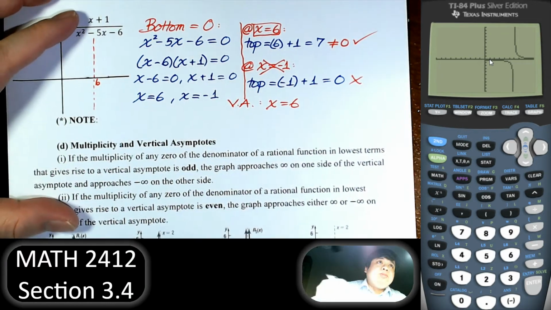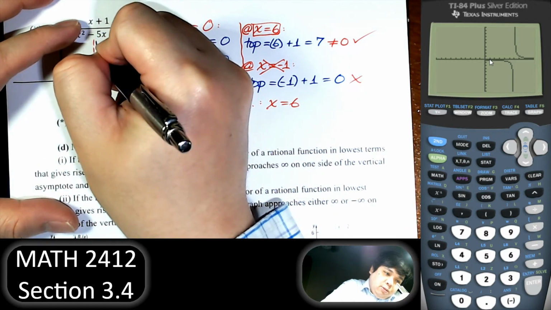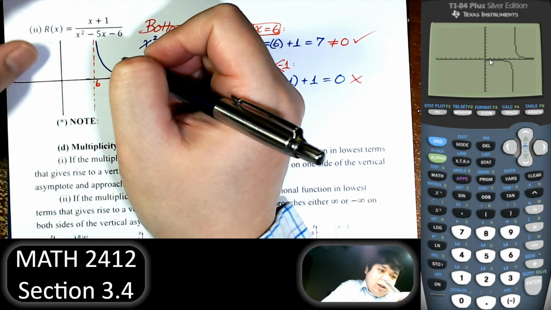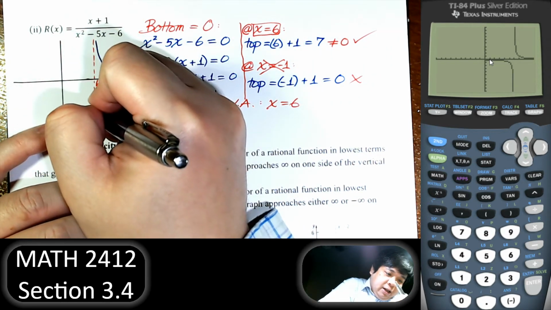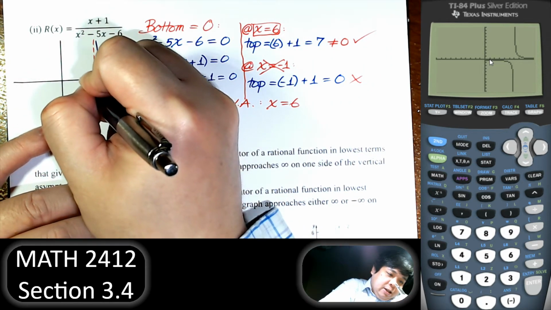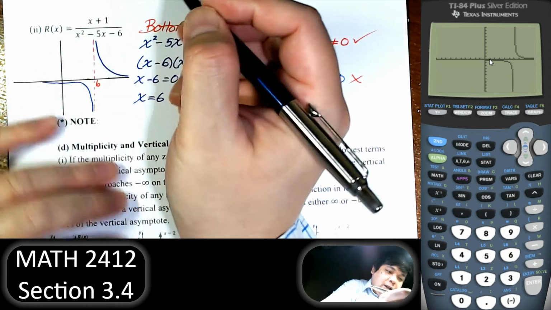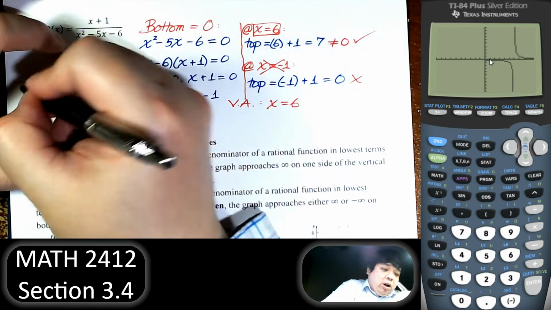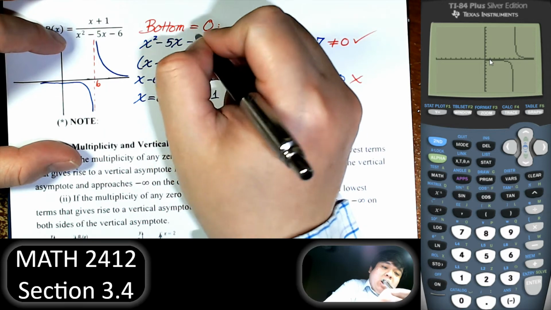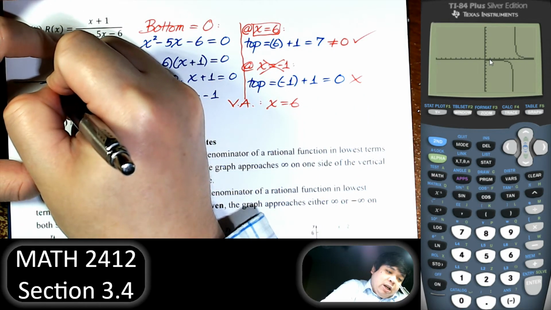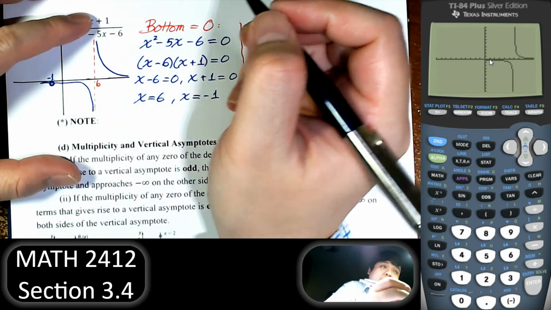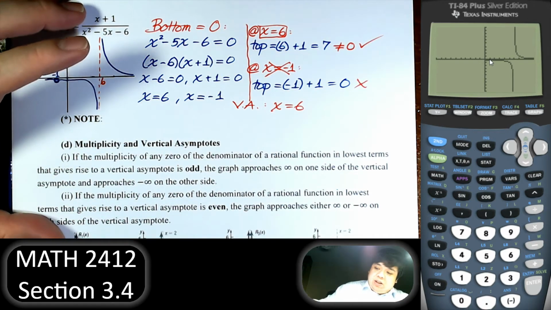And the function going like this. So what happened at negative 1? We know for sure that at negative 1 the bottom still equals 0. So it's undefined, so there will be a hole at negative 1. So that's what we have in the note.